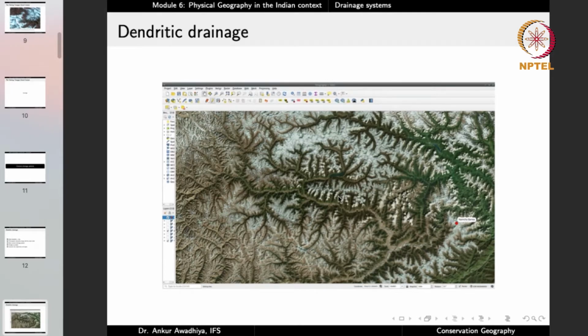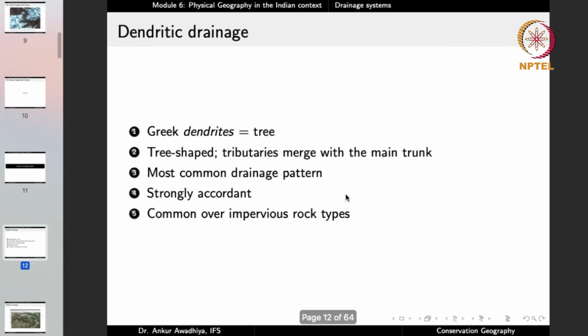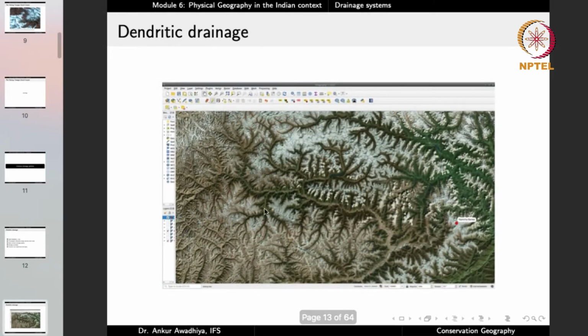In this case, you can consider that this is a tree, and in this tree you have all these different branches, and each branch has its own sub-branch, and the sub-branches have their own sub-sub-branches. So it looks very much like a tree with a main trunk and a large number of branches. So this is a dendritic drainage. It is tree-shaped, and the tributaries merge with the main trunk. It is the most common drainage pattern, strongly accordant in a number of cases.